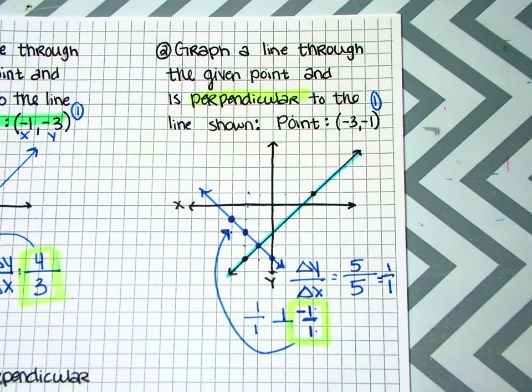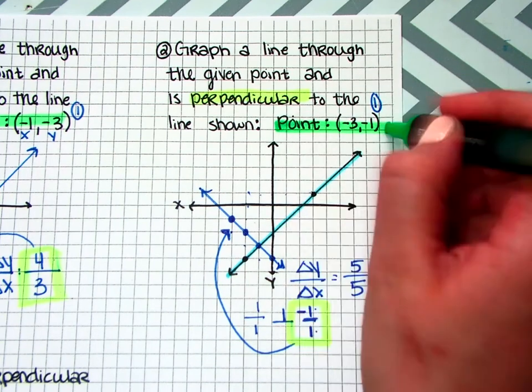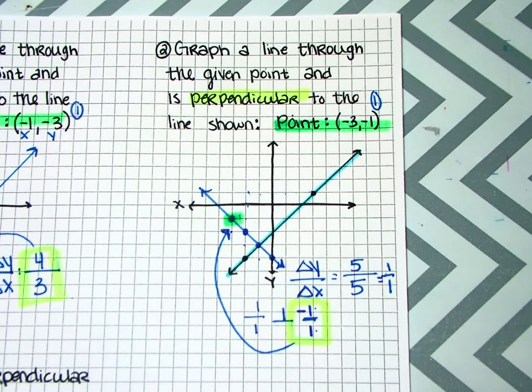Remember, I need to start at the point -3, -1, because my line has to go through that point. And if you're having trouble on slope, go ahead and watch that video on how to calculate slope and how to count it. And also in that same video, we talk about how to do perpendicular and parallel lines.